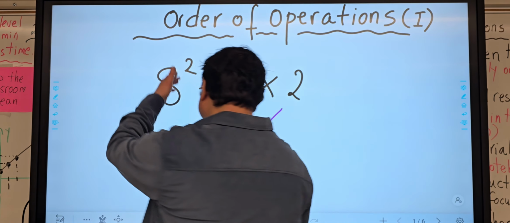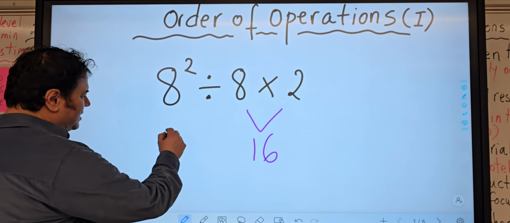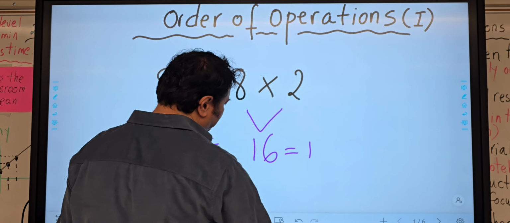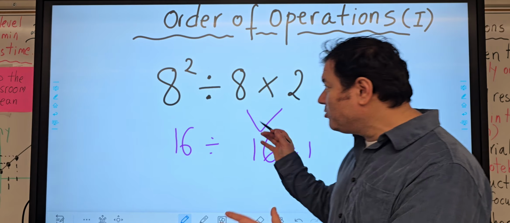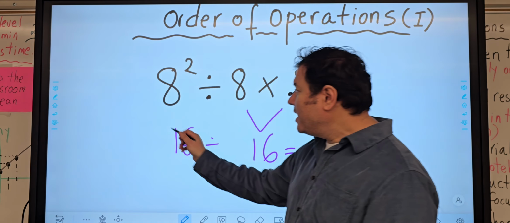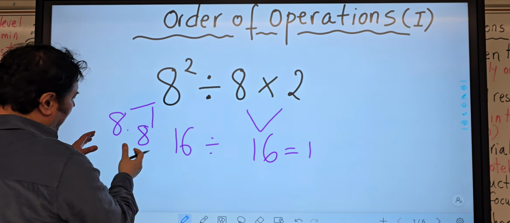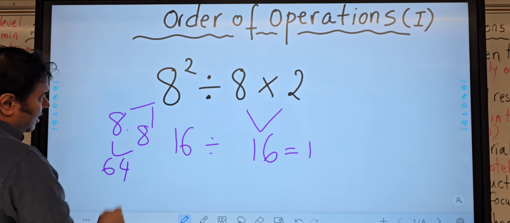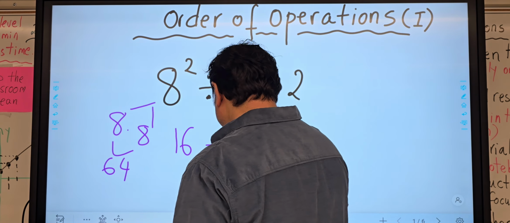And if you remember 8 squared, some of you may say 8 squared means 8 times 2, which is 16, and 16 divided by 16 equals 1. Okay? Some other students may actually remember that 8 squared means 8 times 8. And that's actually right, because it's 8 squared, and that would be 64. And then 64 divided by 16.